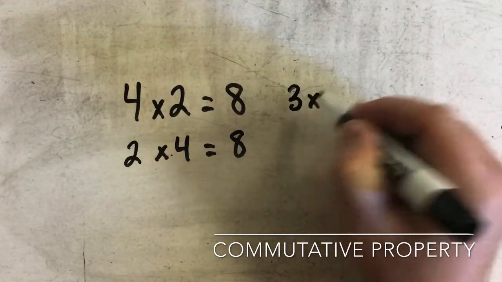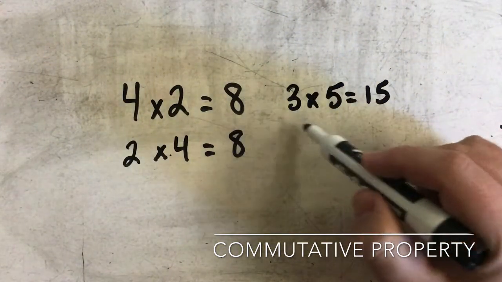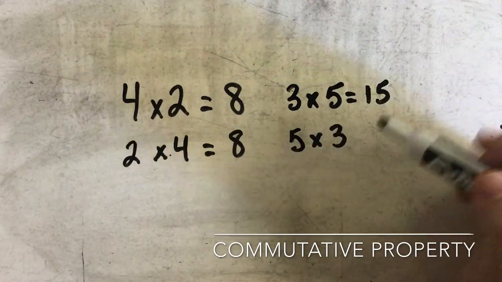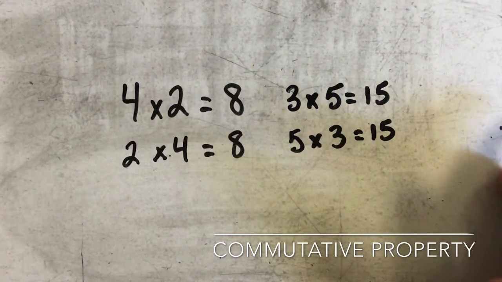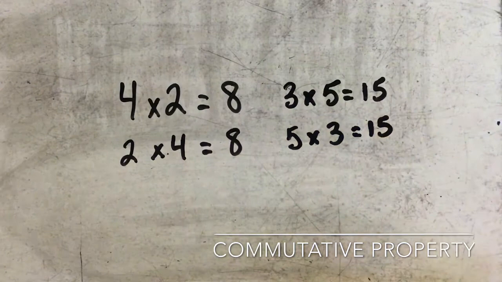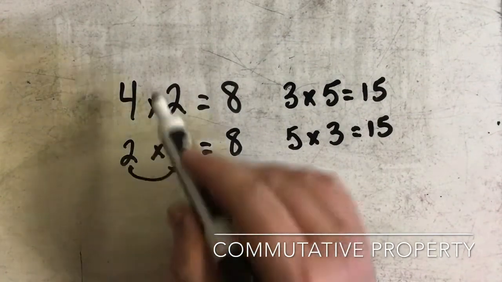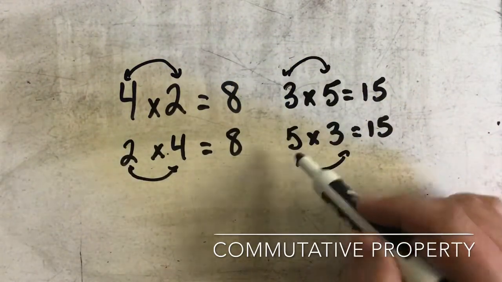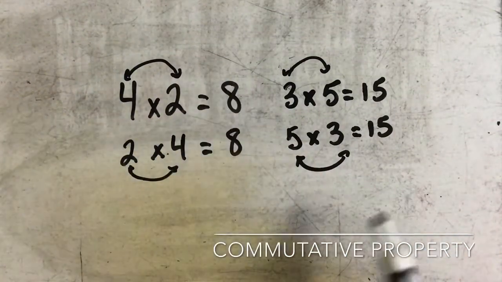I could say that 3 times 5 is equal to 15. And again, if I changed the numbers and moved them in my problem, I could also say that 5 times 3 is equal to 15. This is called the commutative property of multiplication. And one way that I try to remember it is that commutative kind of sounds like commute. All I'm doing is moving the numbers or changing the order of the numbers to get the same answer. So changing the numbers or changing the factors does not affect the product.